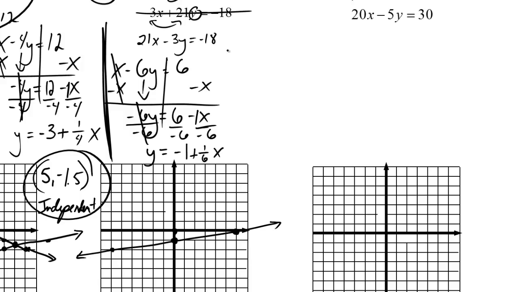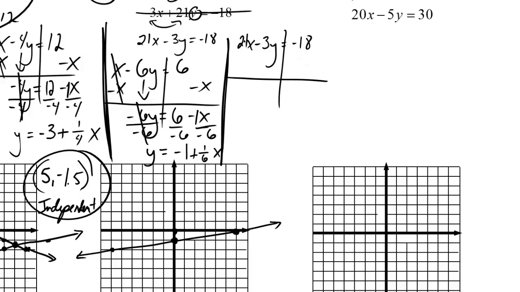Alright, and now let's solve for your second line, which is 21x minus 3y equals negative 18. Again, first step, get rid of your x. So get rid of all the x's. So subtract 21x from both sides. Bring down your negative 3y equals negative 18 and your negative 21x. Now we have a negative 3 in front of the y, so in order to get rid of that, divide everything by negative 3.